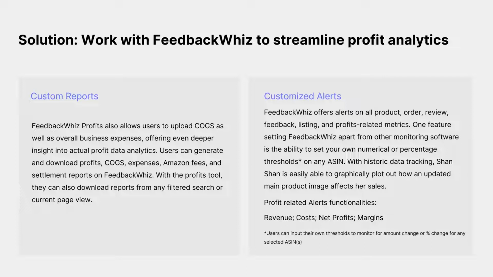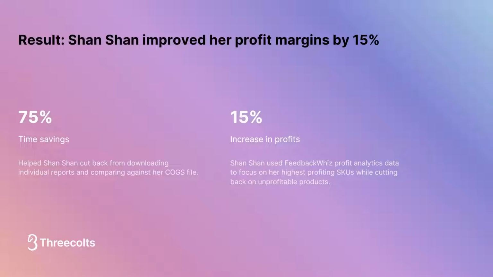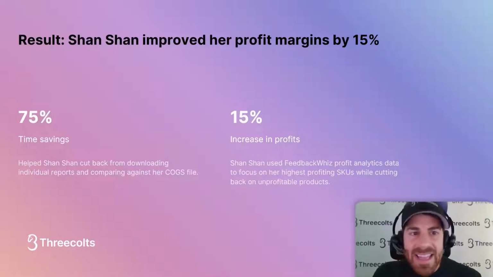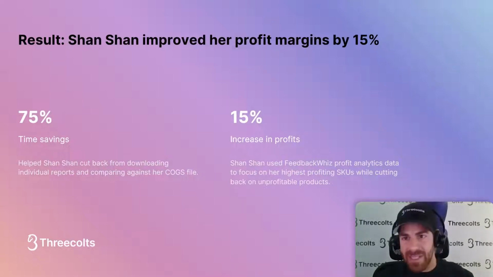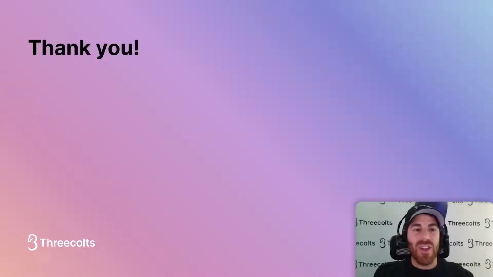Profit-related alert functionalities would be based on revenue, costs, net profits, and margins. Those are the types of alerts that you can set up to receive. And again, it could be based on a group, specific listings, or any other variations that you're looking at. So the results are ultimately that by using the FeedbackWiz Profit Analytics tool, Shan was able to improve her profit margins by 15% and save herself 75% of the time she was spending doing this process manually. So that is the case study of Shan Fu with the FeedbackWiz Profit Analytics tool.